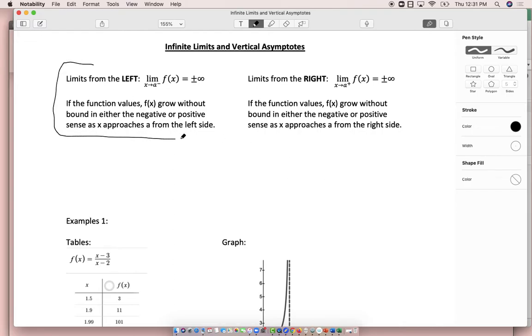from the left. And what we're interested in is if x is approaching a from the negative side of f of x, if the function values, which are just the y values, grow without bound, that means they just keep getting bigger and bigger in either the positive or the negative sense as x approaches a from the left side, then this is how we write this. And we would say the limit is plus infinity or minus infinity. And then we could do the same thing but approach from the right side.